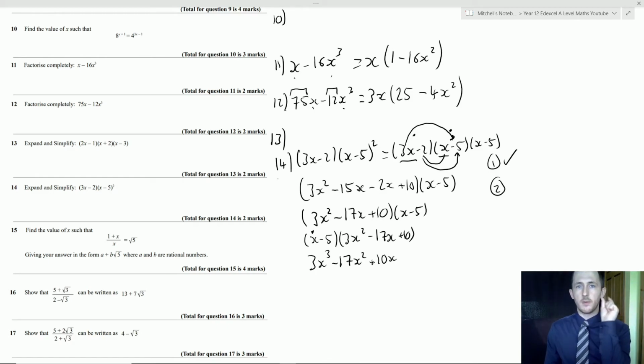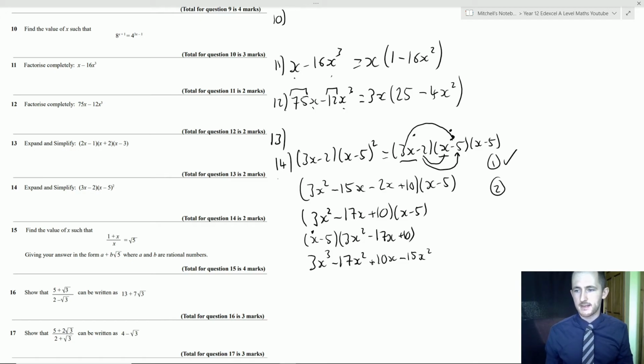Again, make sure that you include the sign, because that is very important, okay? A lot of people make mistakes with that. Minus 5 times 3x squared, it only affects the number. So minus 5 times 3 gives me minus 15, and then the x squared stays the same.